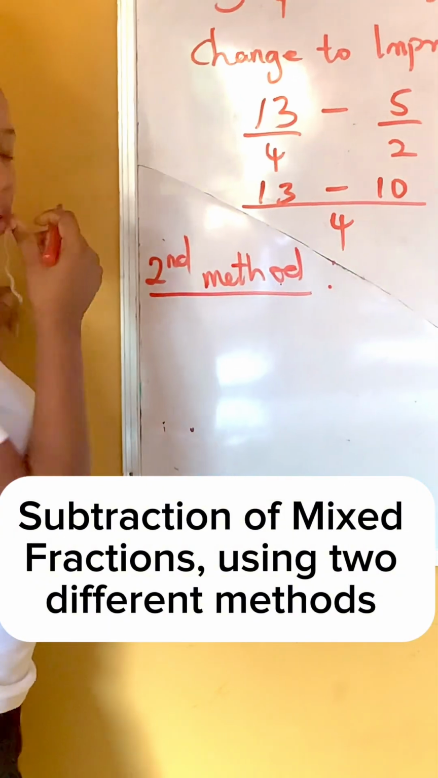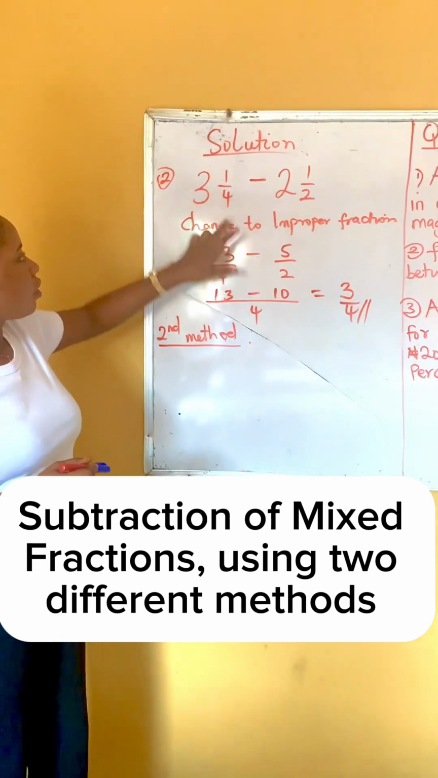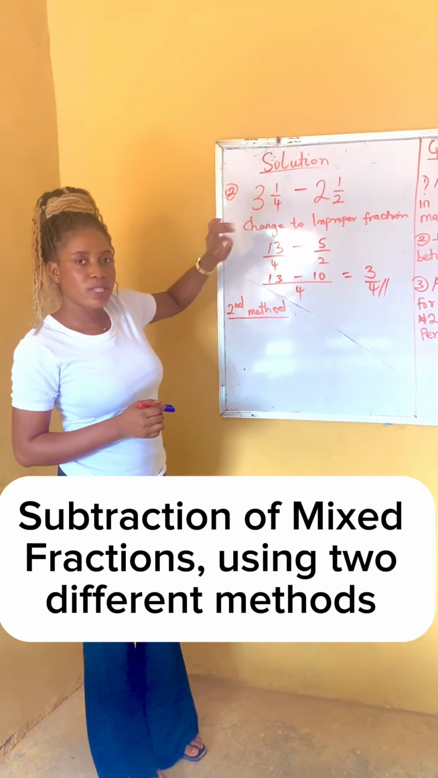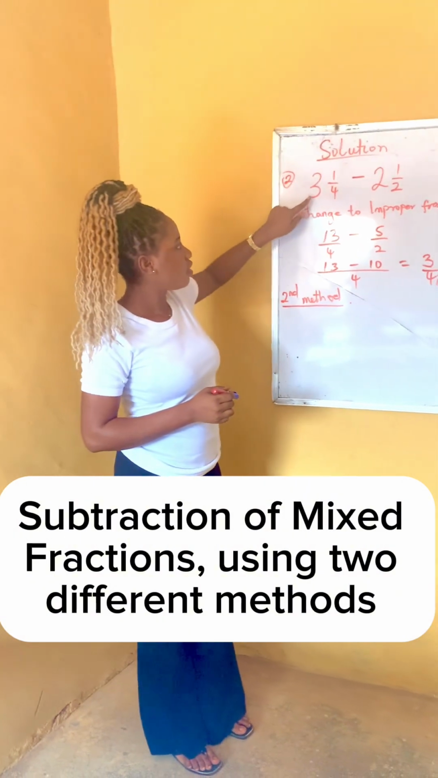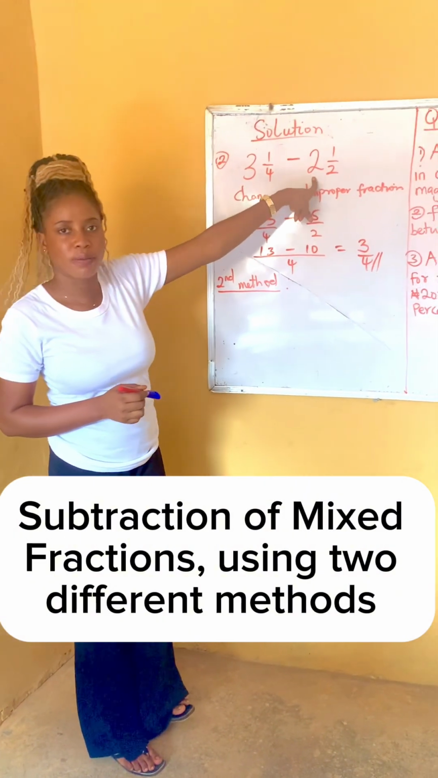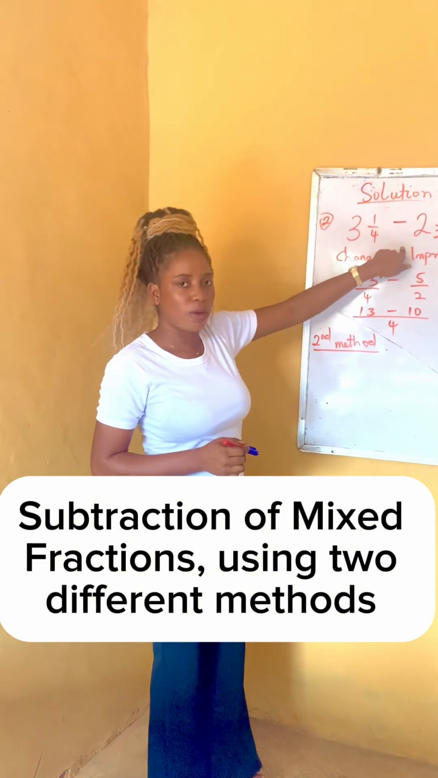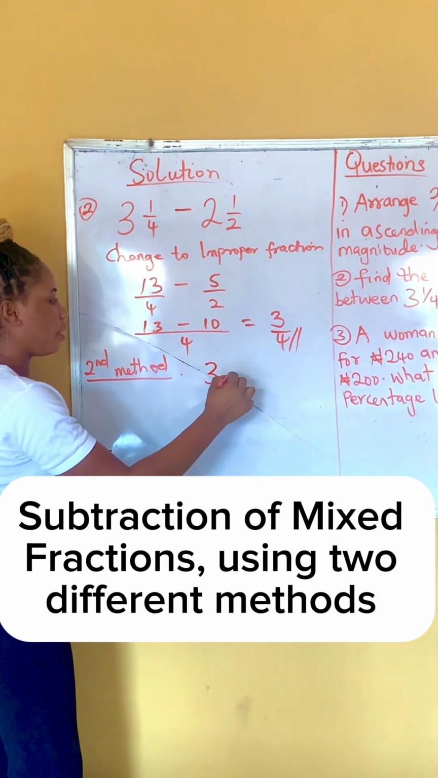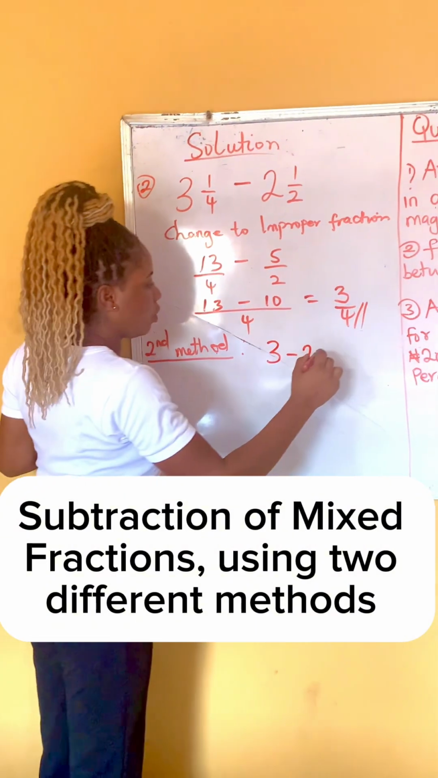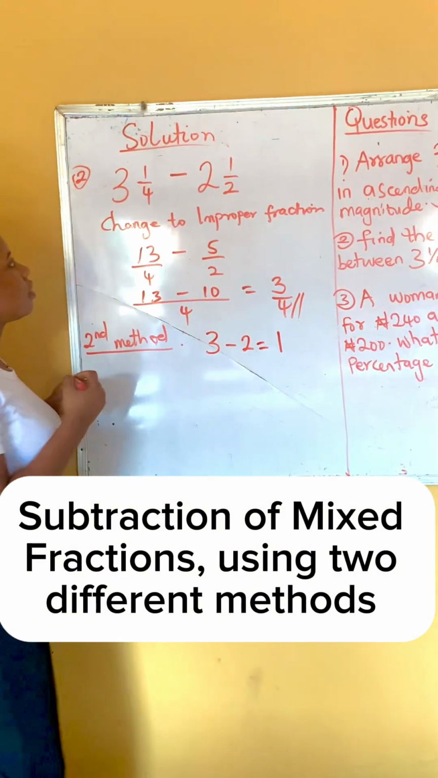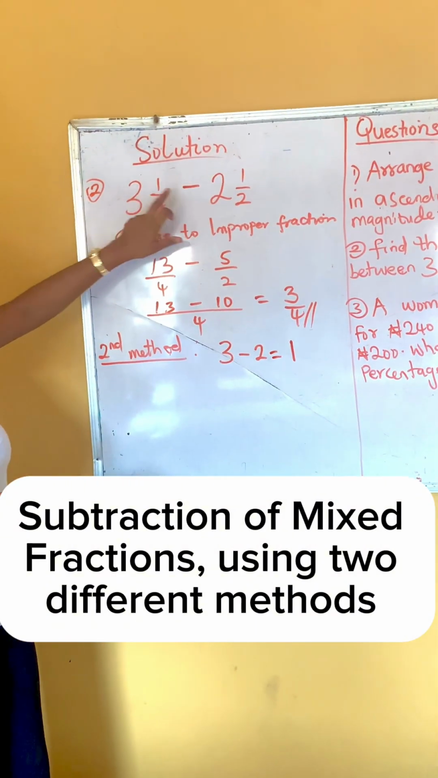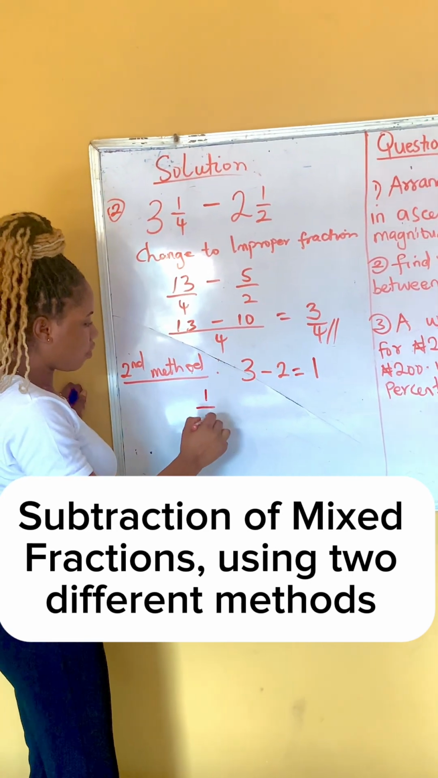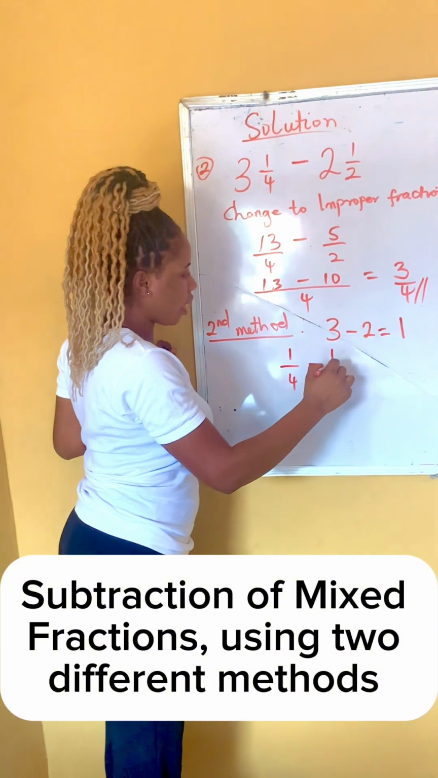Now using the second method, we are no longer going to change this to improper fraction. What we'll do is we'll pick out the whole numbers. 3 is the whole number here and 2 is the whole number in this fraction. We work on the whole numbers first. 3 minus 2 will give us 1. And then we work on the fraction individually. The fraction we have is 1 over 4 minus 1 over 2.